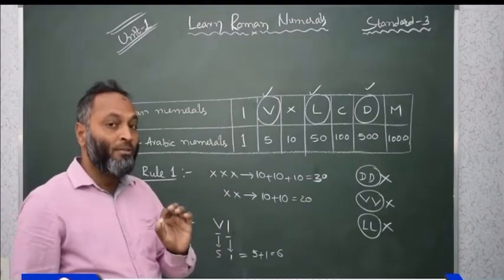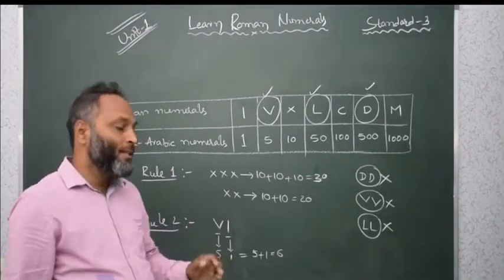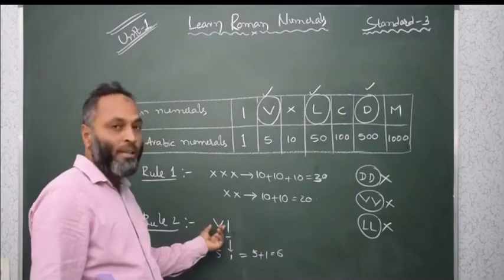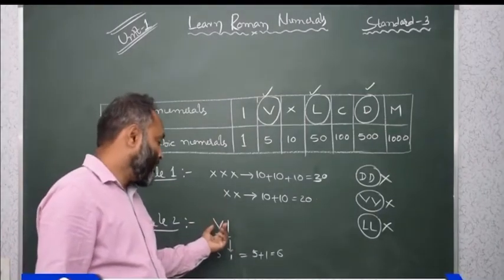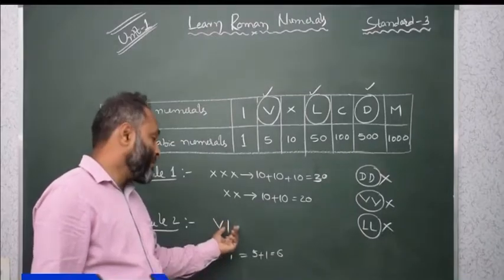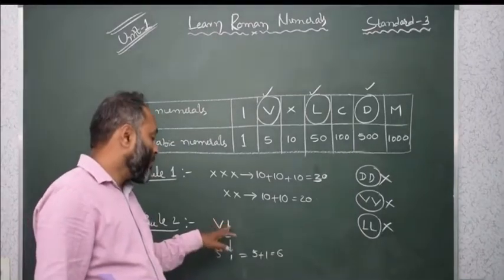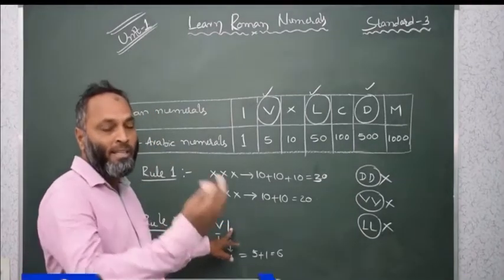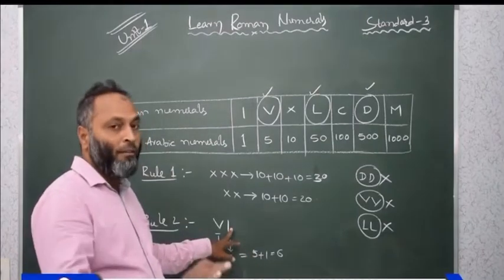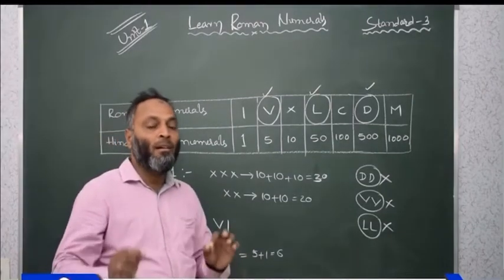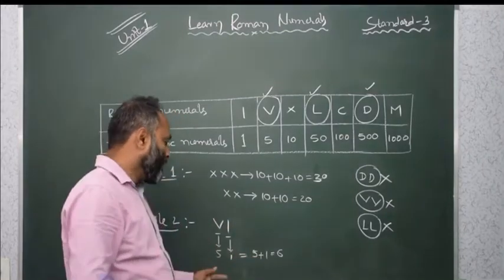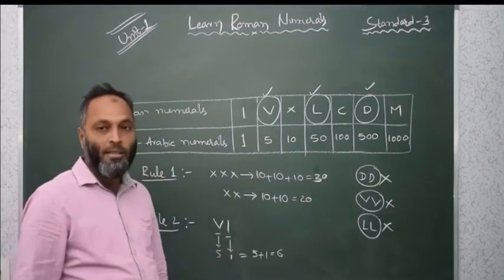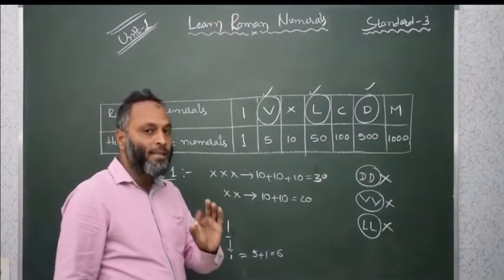How do we represent 6? Here 5 is a Roman numeral and 1 is another Roman numeral. The first is the bigger Roman numeral, this is the smaller Roman numeral. The smaller Roman numeral is on the right side of the bigger Roman numeral. Whenever a smaller Roman numeral is on the right side of the bigger Roman numeral, we have to add. 5 plus 1 is equal to 6. This is the second rule.